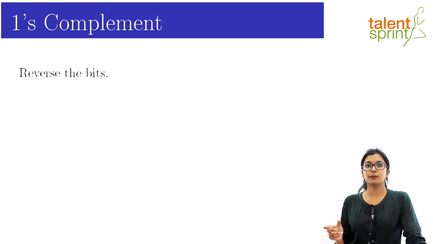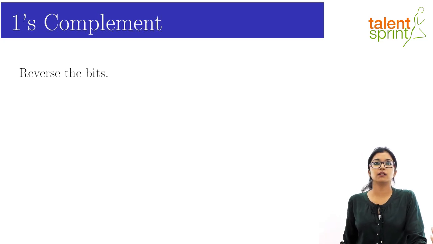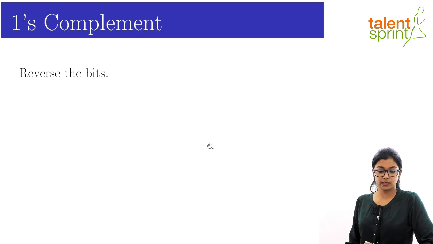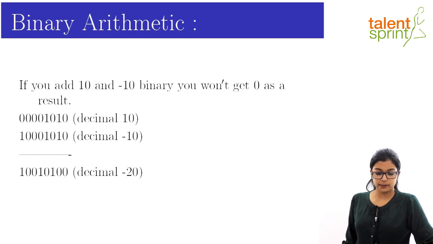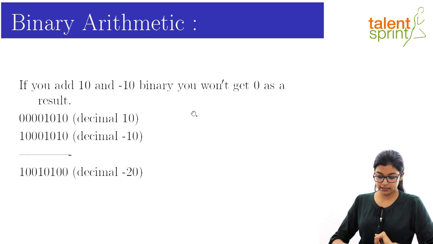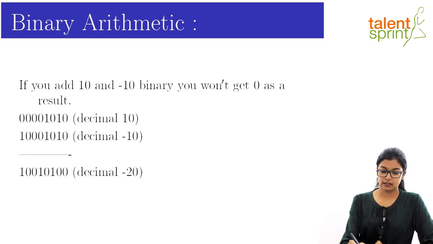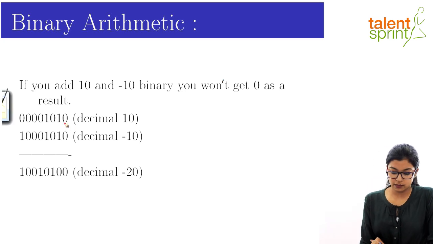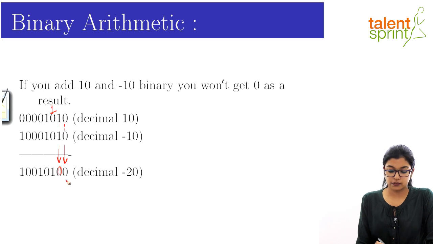Alright, so 1's complement, okay, what do you want me to repeat, Pooja? See, binary arithmetic problem was that we have decimal 10 and we have decimal minus 10. Alright, now if we add this decimal 10 and minus 10, let me show you. So 0 and 0 come out to be 0, 1 and 1 come out to be 0 and with a carry of 1. So with this carry of 1, you again get 1 here.